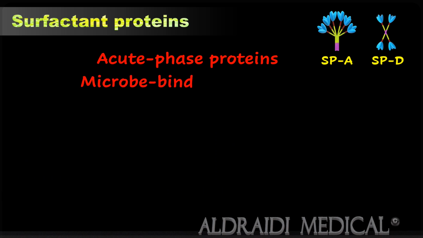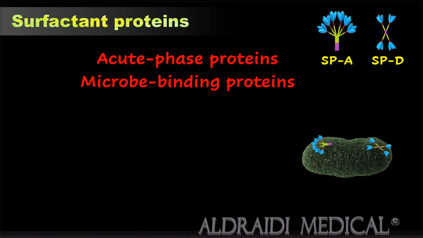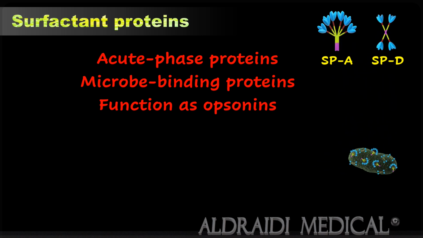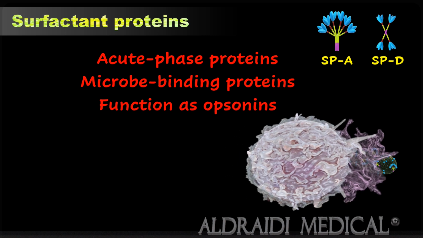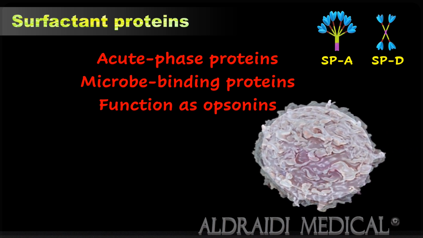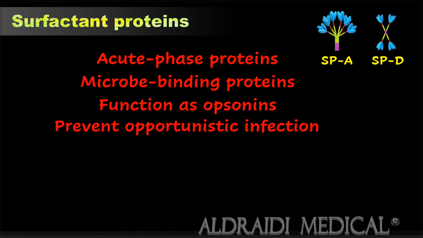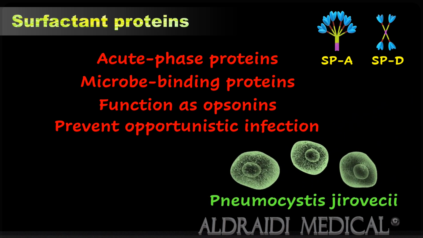Surfactants are microbe-binding proteins that can prevent infection by blocking and modifying bacterial surface components. Additionally, they can be found in the blood where they function as opsonins by coating the surfaces of pathogens. And by doing so, they make the pathogens more susceptible to phagocytosis by our macrophage populations. This function of SPA and SPD contributes to the clearance of opportunistic respiratory pathogens, such as Pneumocystis jirovecii, which is one of the main causes of pneumonia in patients with AIDS.